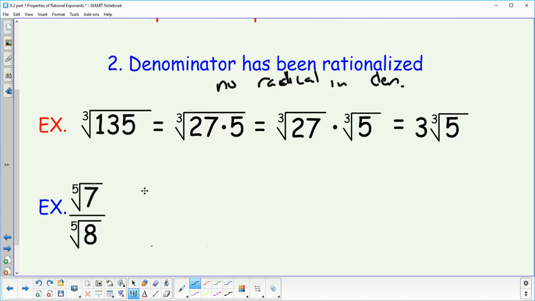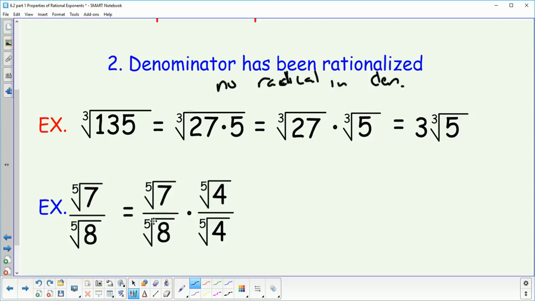The second one is about rationalizing our denominator. I'm going to take this and multiply it by, remember, 1, because anything over itself is 1. I chose the fifth root of 4 over the fifth root of 4 because that's going to give me a denominator that is a perfect fifth root. These can be hard to find sometimes. We'll talk about how to decide on what to use in class for those.